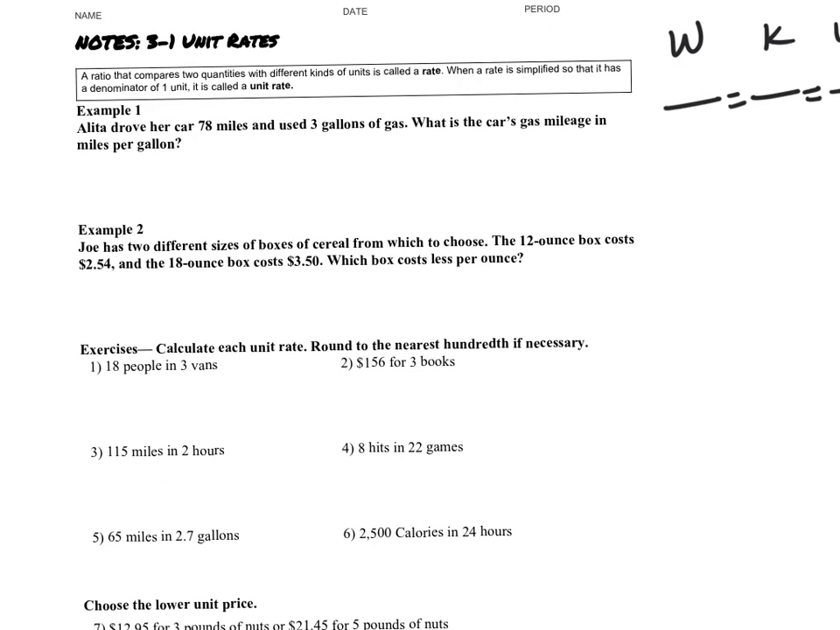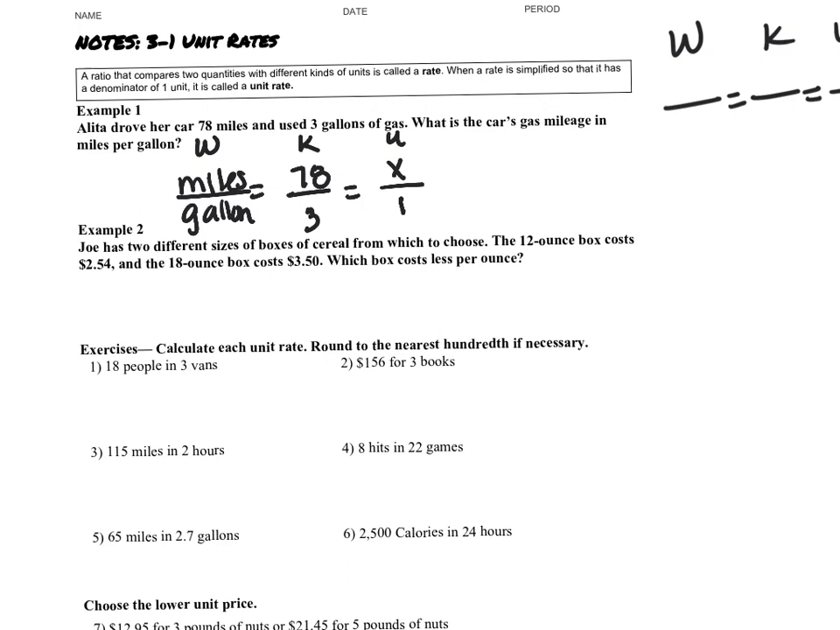So look at example 1. It said Alita drove her car 78 miles and used 3 gallons of gas. What is the car's gas mileage in miles per gallon? So we're going to try to write that in a WKU form. So my words for this example would be miles per gallon. Okay? So generally we're going to write what we say first unless it doesn't make sense. So miles came first. So 78 miles, she used 3 gallons of gas. So how much did she use for 1 gallon of gas? 26. Okay. So how would we do that?